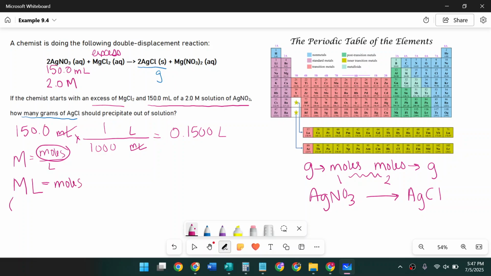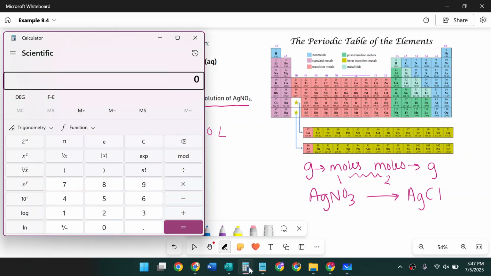So let's plug in what we have. We have 2 for that, and liters is 0.1500, and I could put moles per liter, and then liter, those two would cancel out, and that would give me moles.